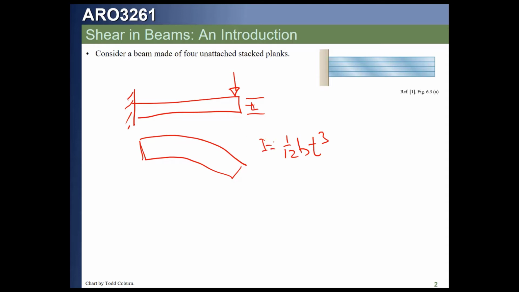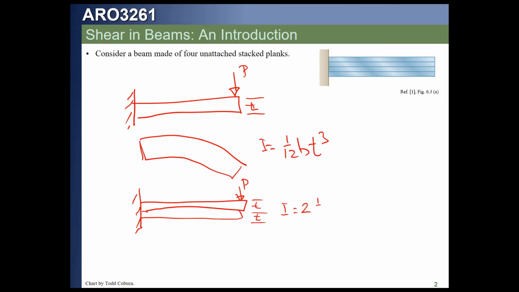Now if we have a beam, and let's say we put two of them on top of each other, and we don't attach them together, with that same point force, and each of these has a thickness T. Now, if nothing is attaching them, our I is twice the moment of inertia because we have two times 1/12 B T cubed.